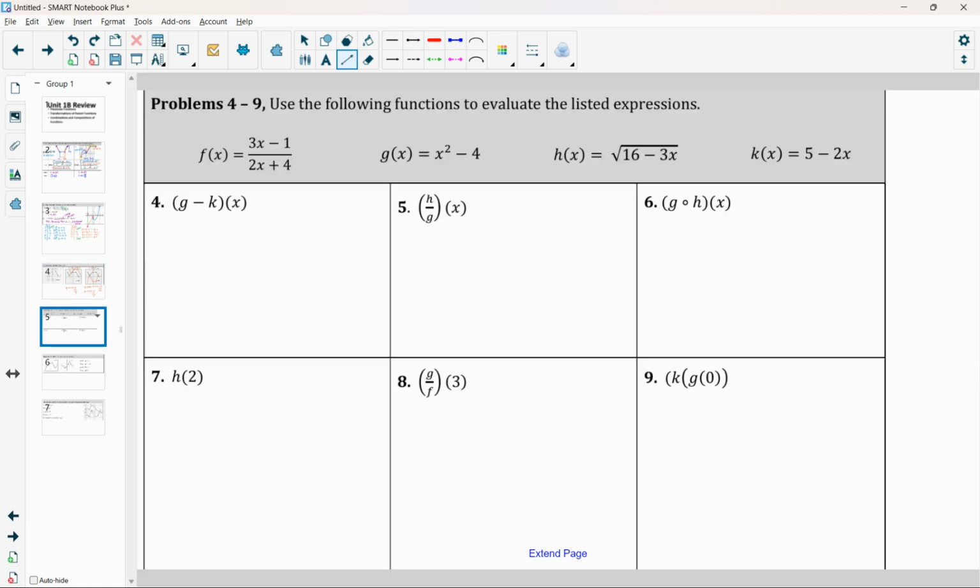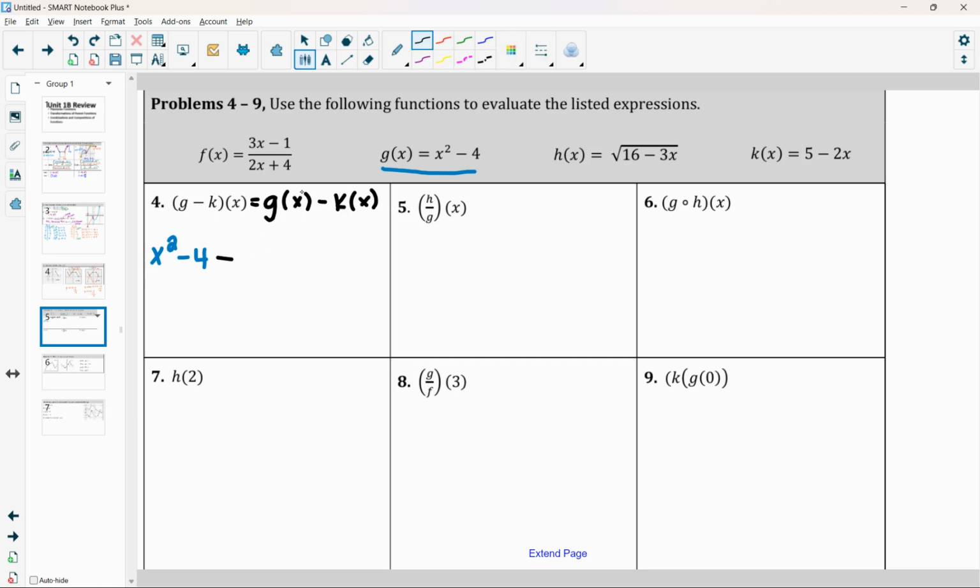Problems 4 through 9 are dealing with different functions and different operations. So remember when they're written like this in number 4, what this just means is you're doing g of x minus k of x. That's just another way to write it when you just write g minus k of x. So we're going to be taking the g function, which is this one, x squared minus 4. And then we're going to be subtracting the k function.